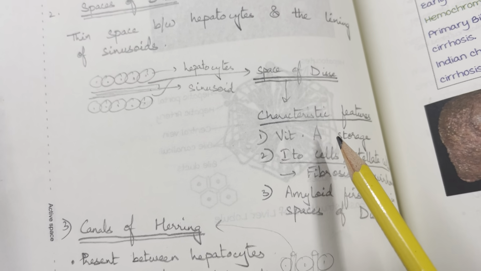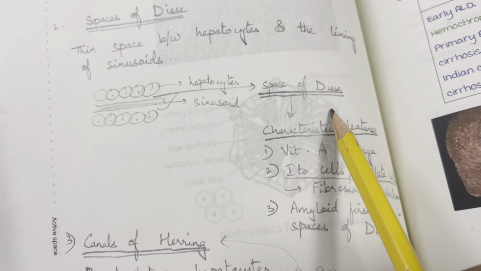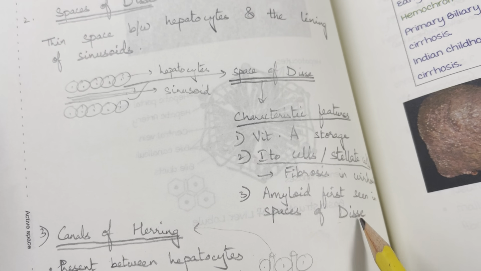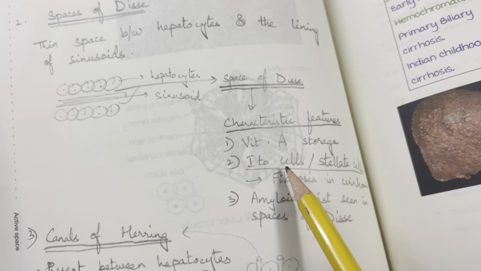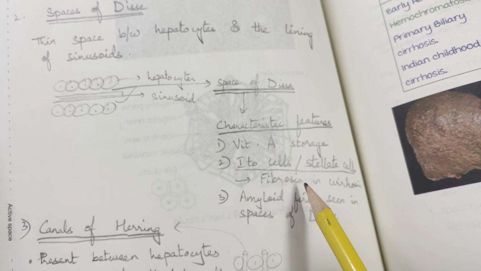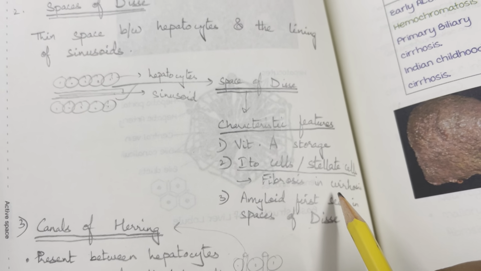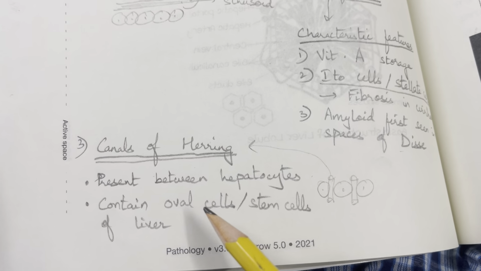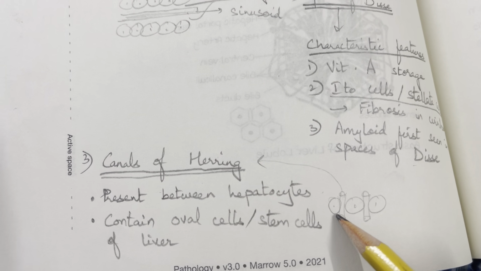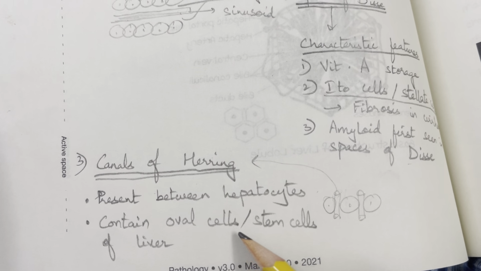What are the characteristic features? Vitamin A is stored in the spaces of Disse. Amyloid is first seen in spaces of Disse, and spaces of Disse have Ito cells or stellate cells which are responsible for causing fibrosis and liver cirrhosis. And finally, we have canals of Hering which are present between the individual hepatocytes, and they contain oval cells which are stem cells of the liver.